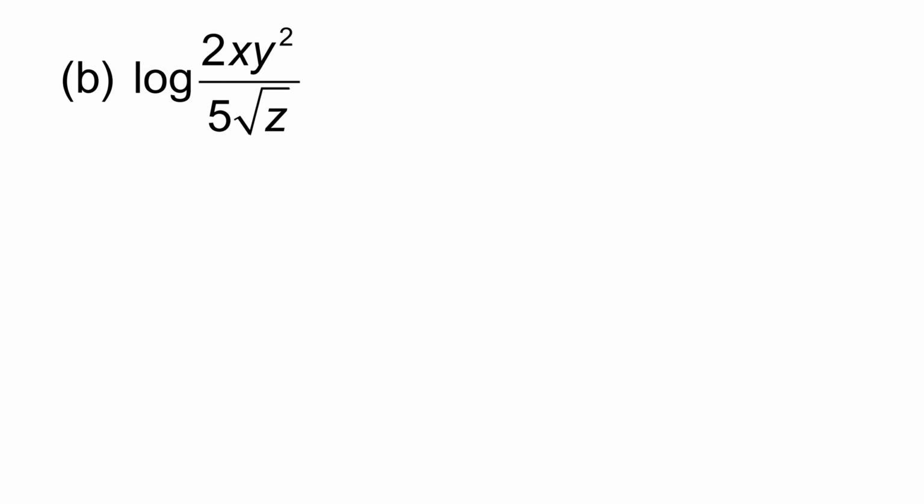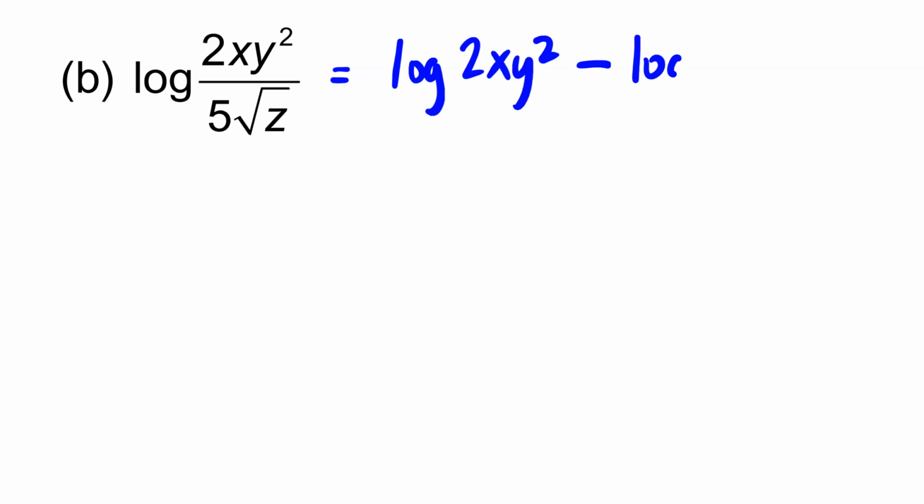So I'm going to show every step. You could make it shorter if you want, that's also fine. So I see division, so I'm going to write this first as log of 2xy squared minus log of 5 root z. Now you could have skipped that step, but the issue is don't mess up your signs. You might forget to distribute a negative. That'd be very unfortunate.